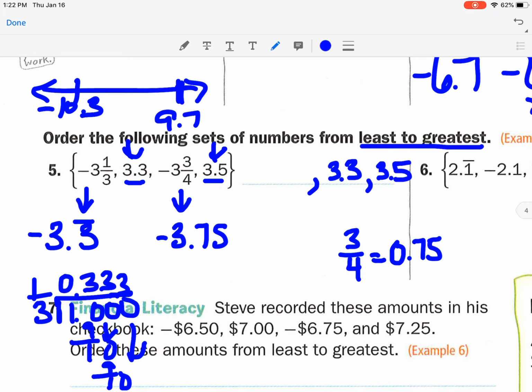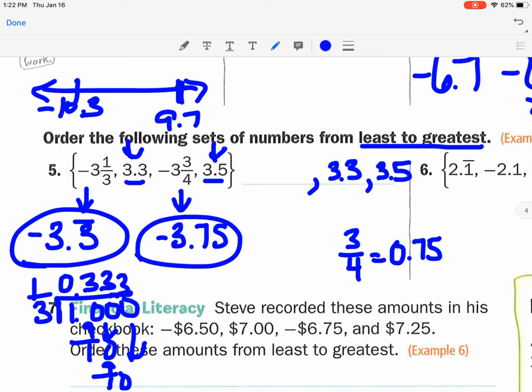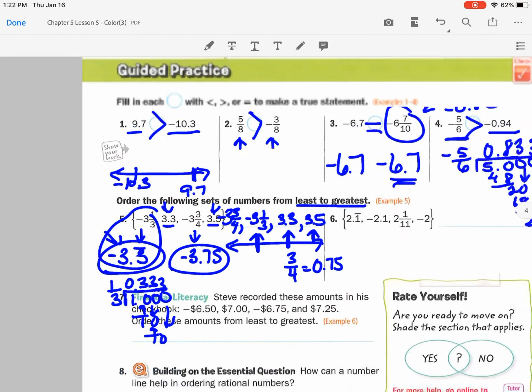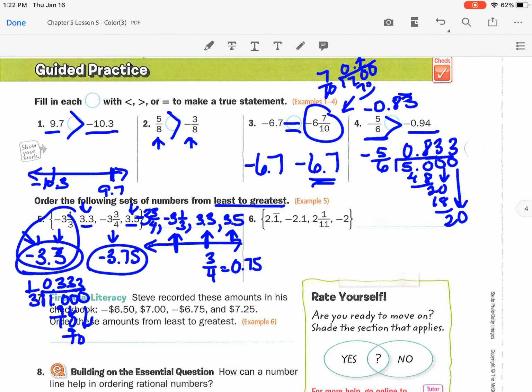Now we need to compare my two negative numbers. I have this one and this one. And you've got to think on a number line where they're going to fall. This one's going to fall here. This one's going to fall here. Which negative number is going to fall first? It is going to be negative 3 and 1/3, also known as this one right here. And then our first and our smallest one is going to be negative 3 and 3/4. Okay, so negative 3 and 3/4.